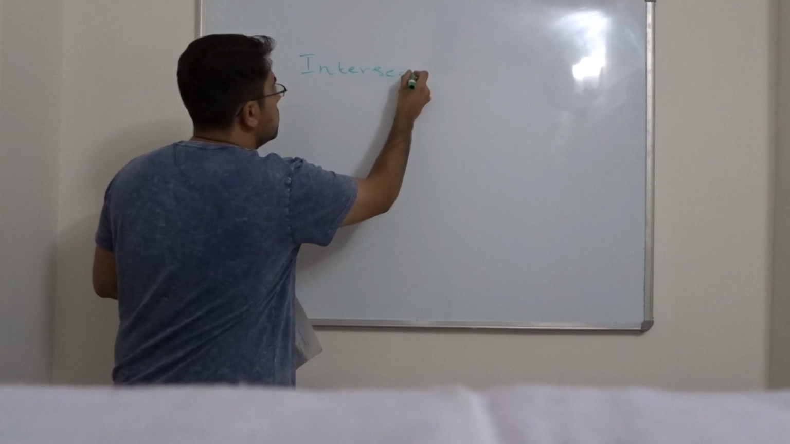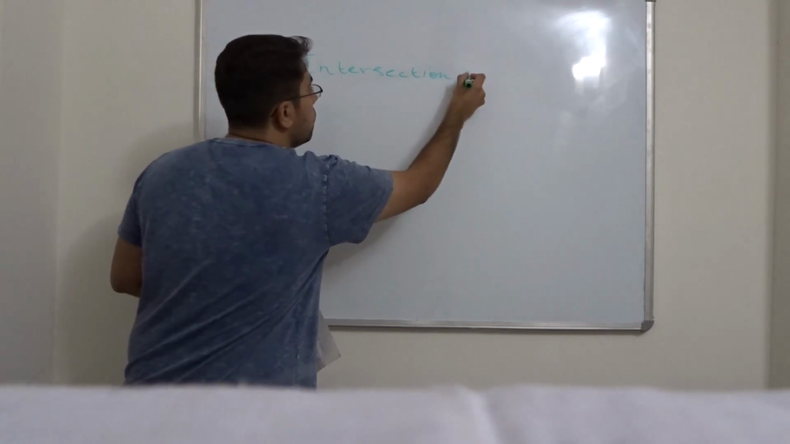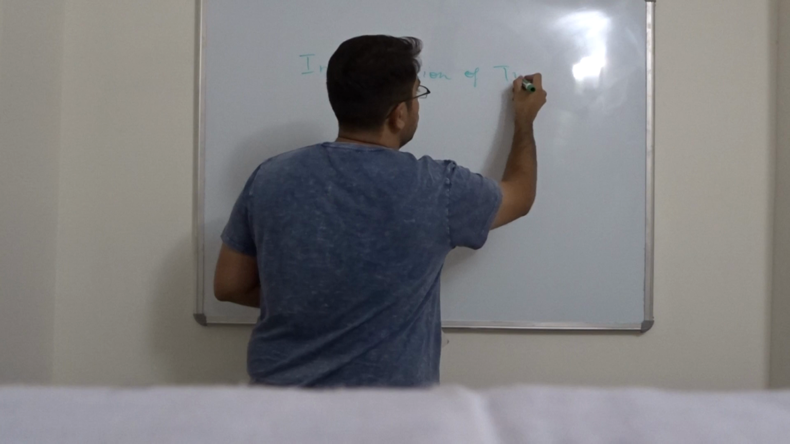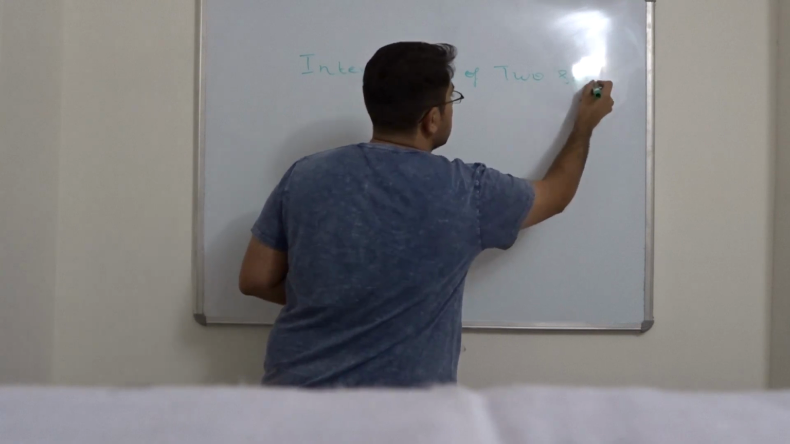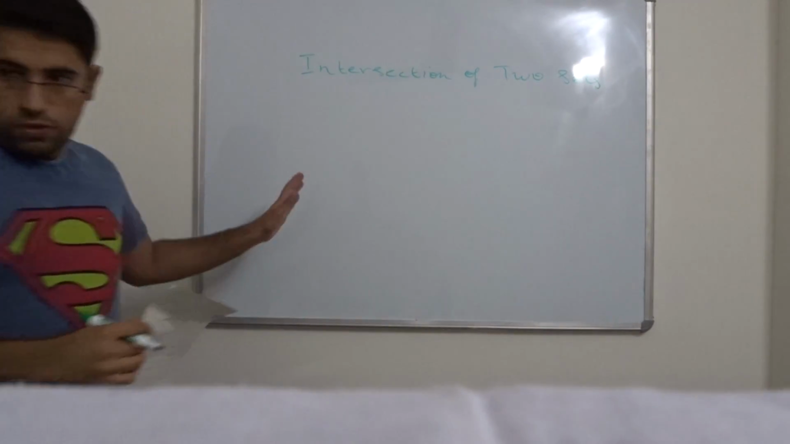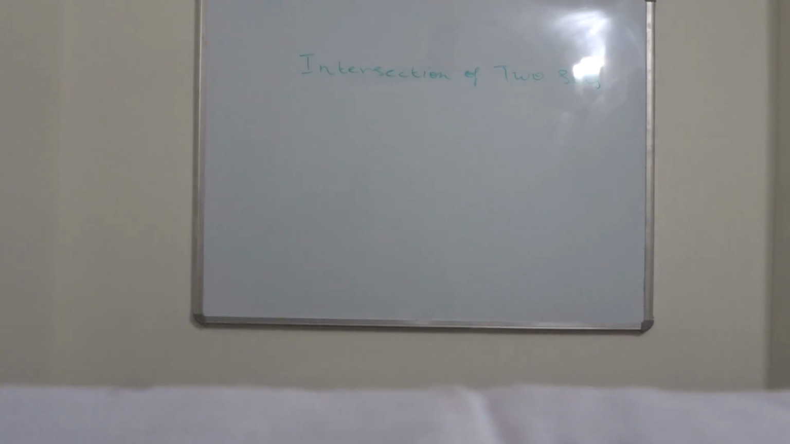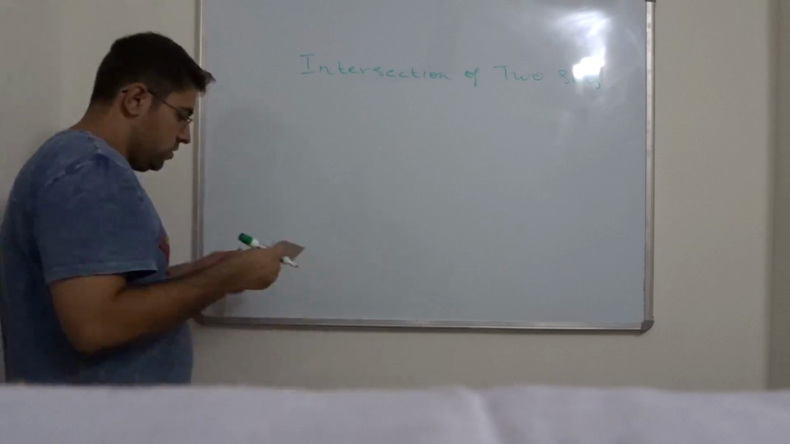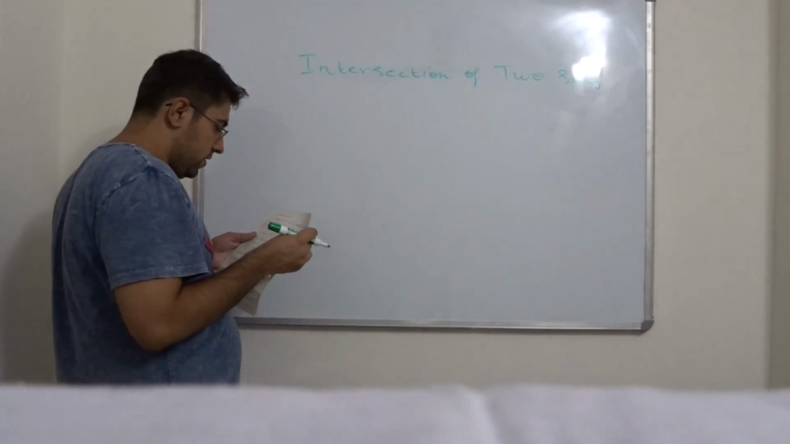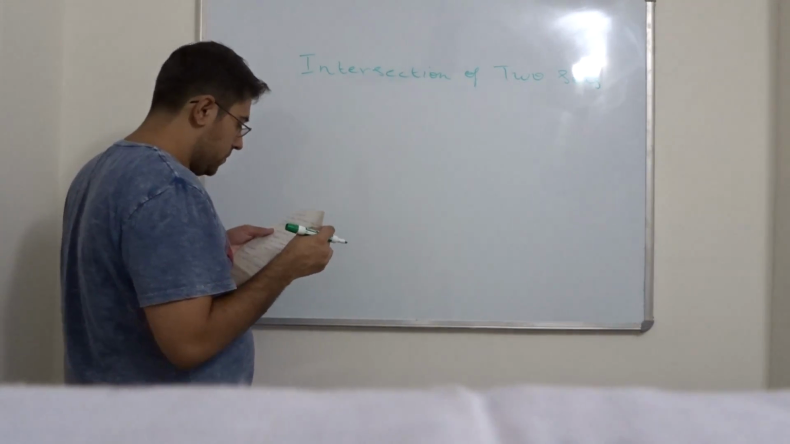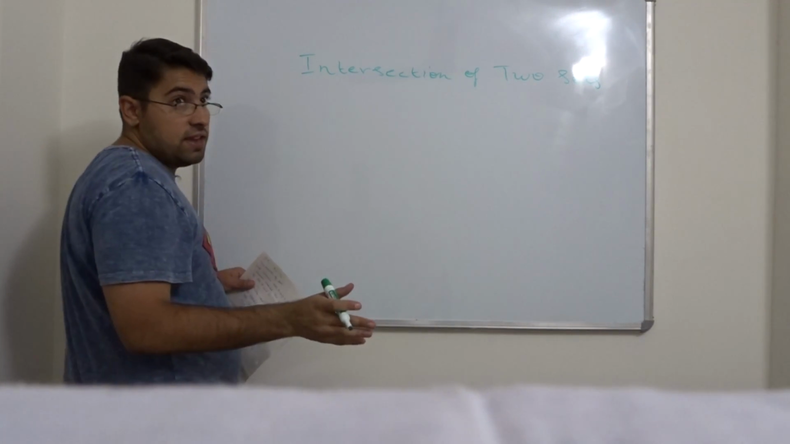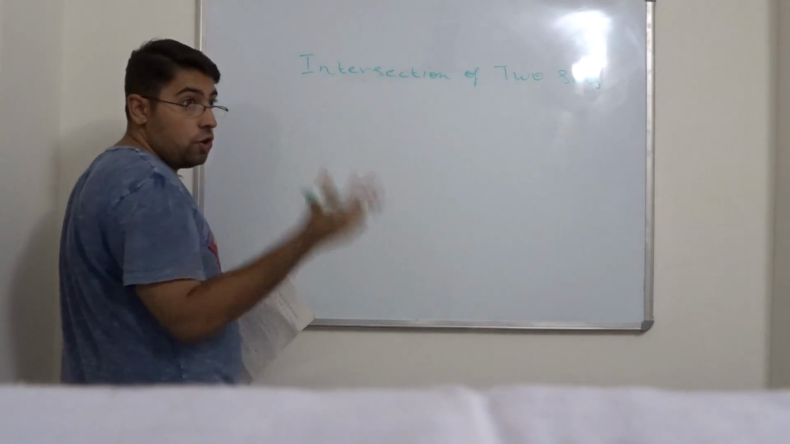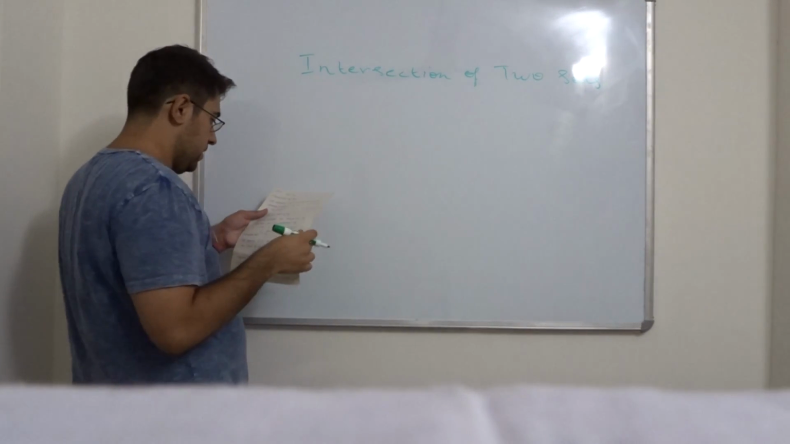Intersection of two sets. You can see that really well. So let's say now you'll understand about the common elements, because the common elements are the intersection.